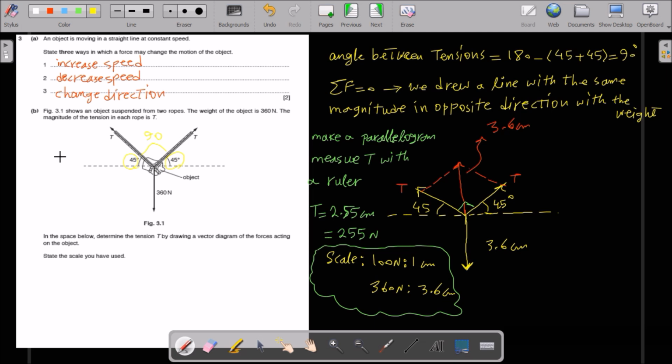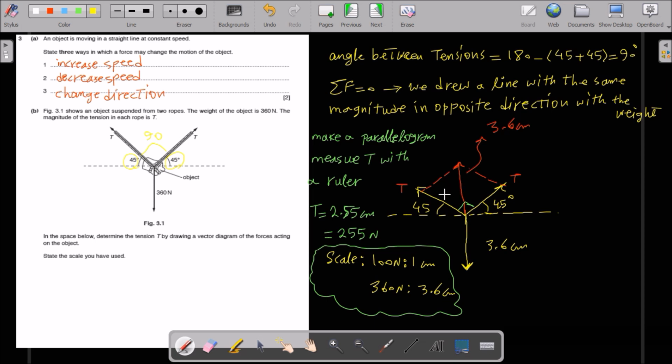So we draw a line with the same magnitude in the opposite direction to the weight. So if our scale is 100 Newton is 1 centimeter, that's why 360 Newton weight is equal to 3.6 centimeter. So you can draw 3.6 centimeter downward and also upward 3.6 centimeters.